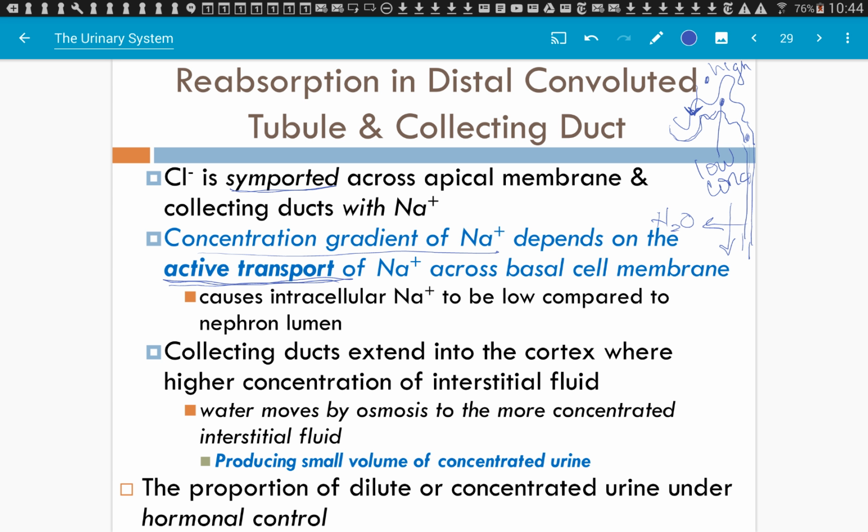Okay, let's see. Yes, so here it says water moves by osmosis. That's what we're talking about right here, because in the medulla it's very concentrated, so water is going to flow right across the membrane to the higher area of concentration. And so by pulling water out of the collecting duct, you're making your urine more concentrated, okay? And controlling how concentrated or how dilute your urine is under the control of hormones, like the renin-angiotensin-aldosterone mechanism is one of them. Oh, antidiuretic hormone is another one that will affect that. So those are two hormone mechanisms that can control this.